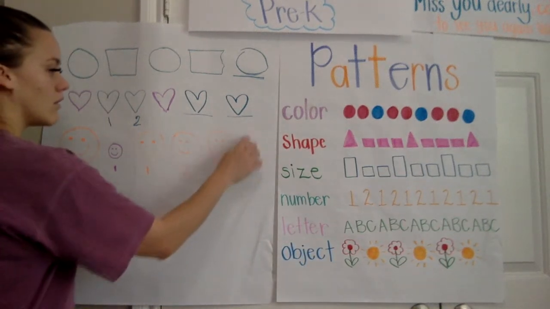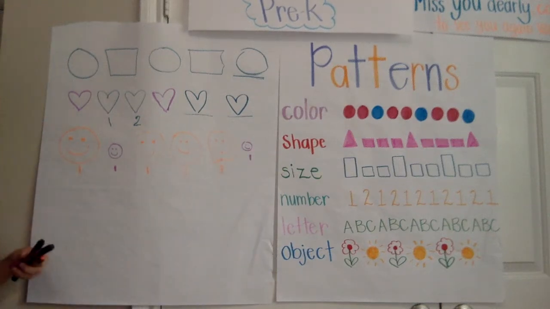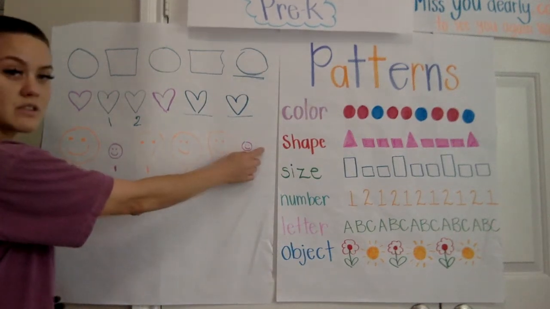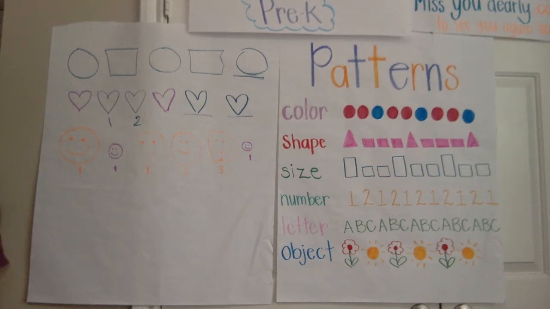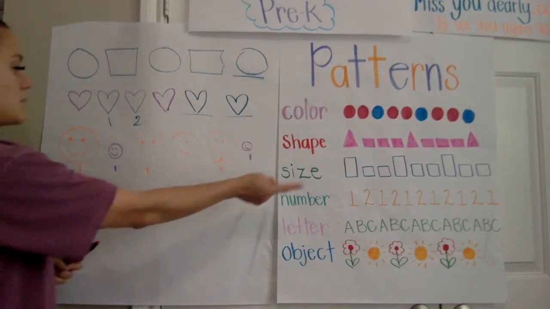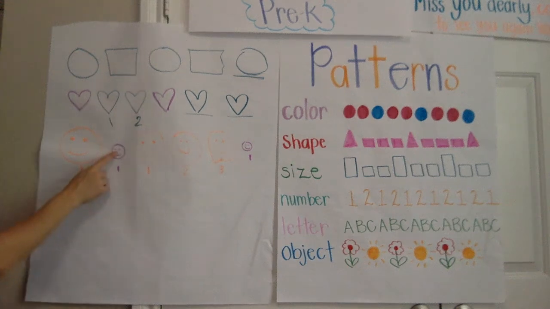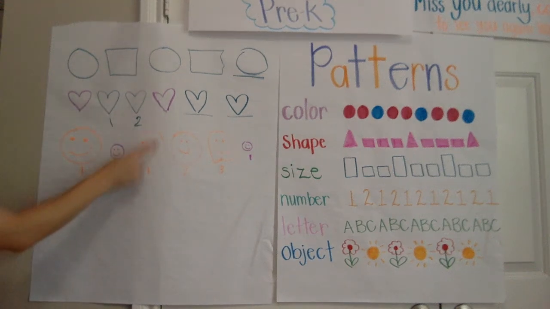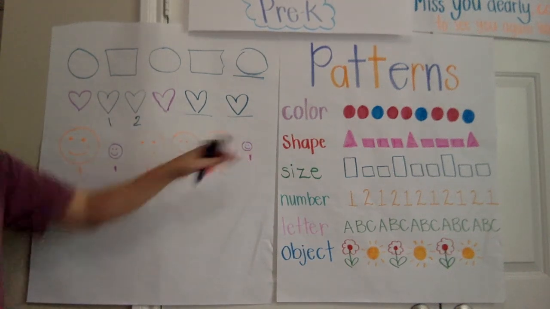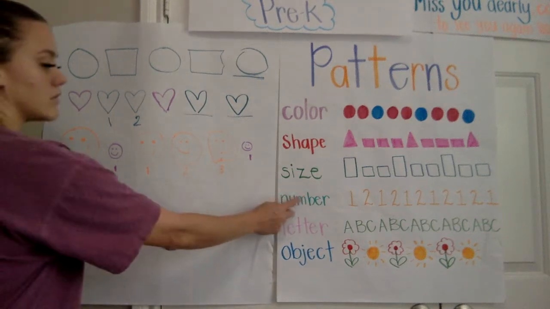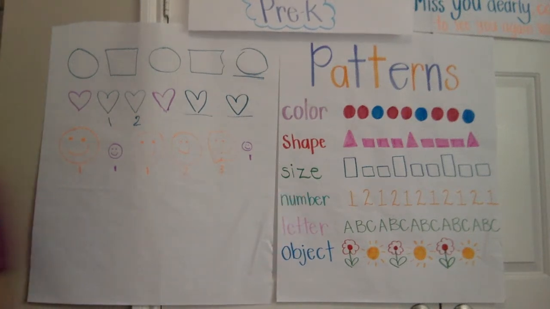So I don't have room to put them here. Can you tell me what would go next? What would go next right here after the small smiley face? Does anybody know? It would be a big smiley face because we see what comes after this small one. We can go back over here and we can see after this small one, we see a big one. So a big one would go there. So let's move on to numbers.